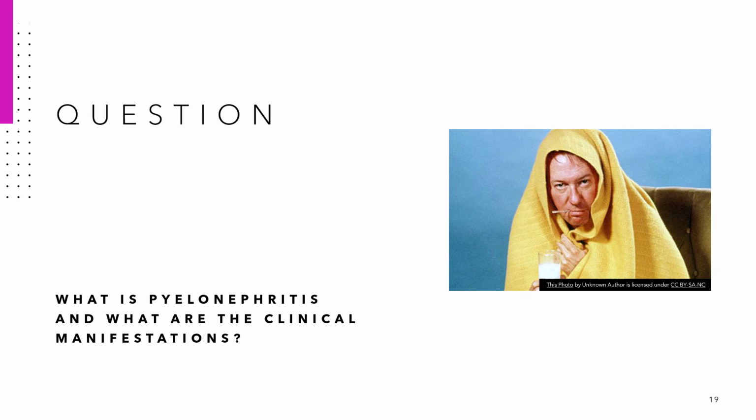So manifestations include fever, chills, nausea, vomiting, malaise, and flank pain. They may have dysuria, urgency, and frequency. Urinalysis may show pyuria, bacteremia, and hematuria.